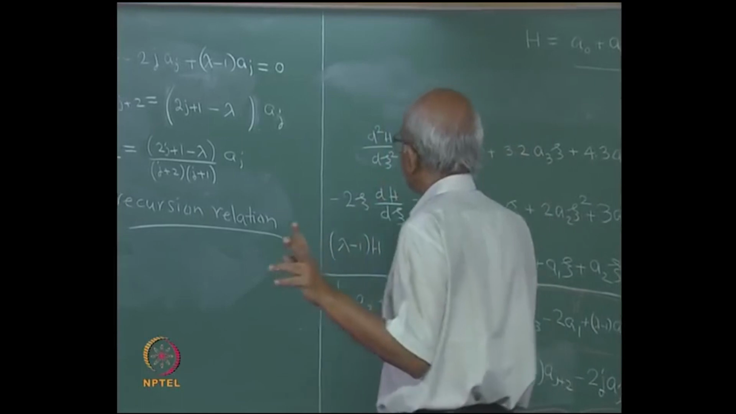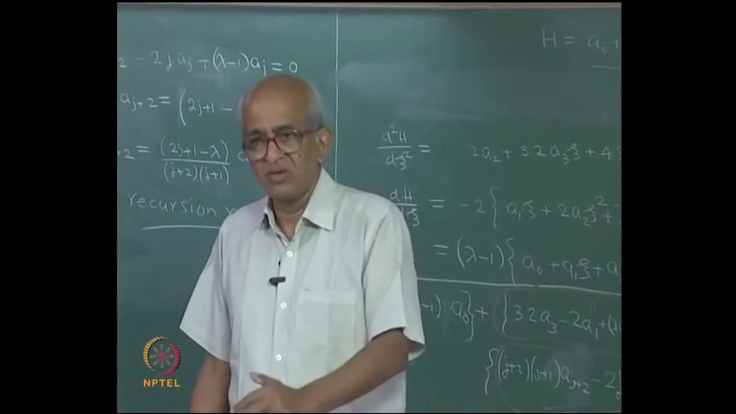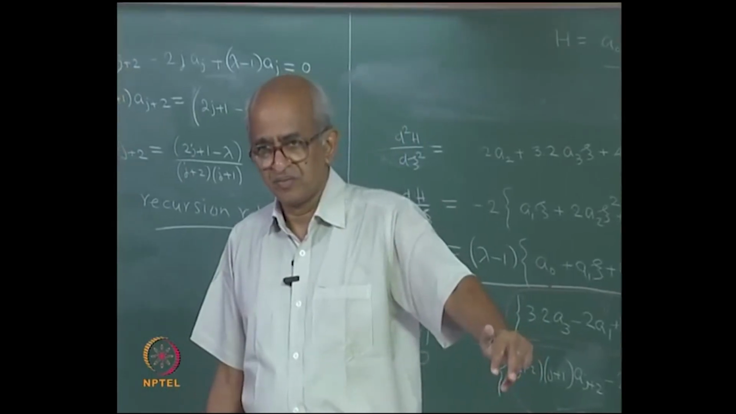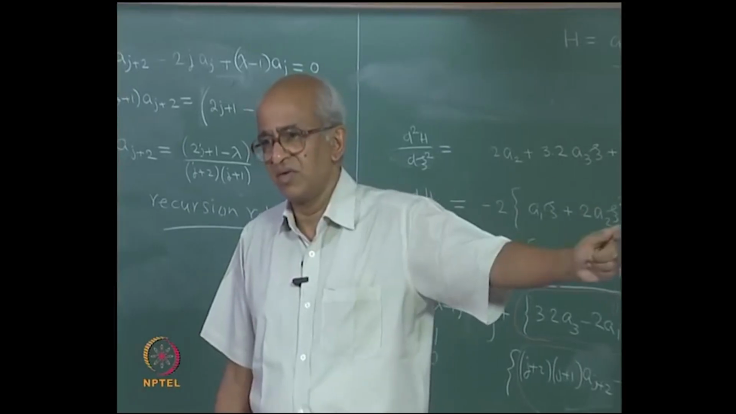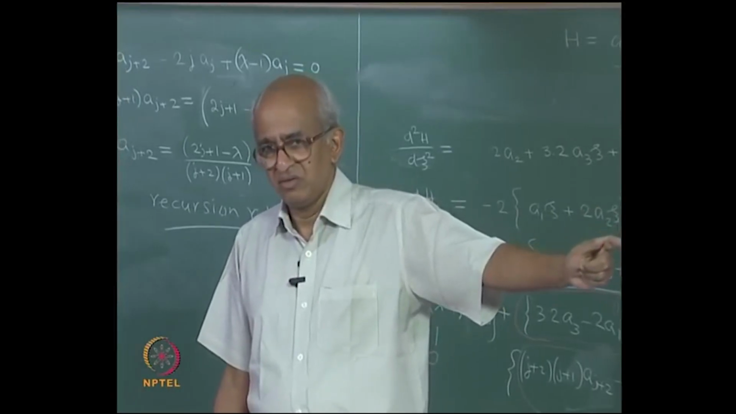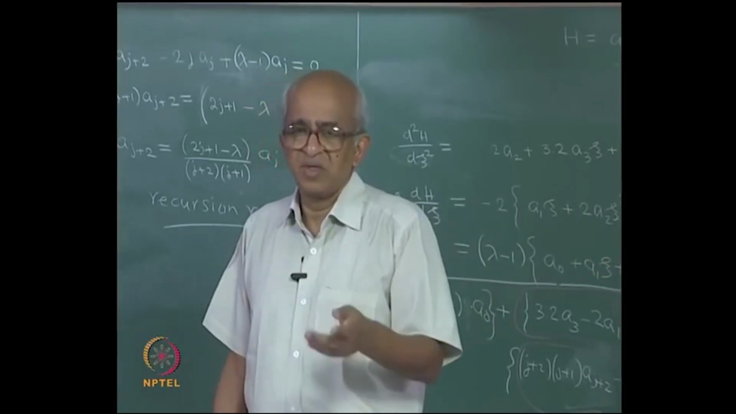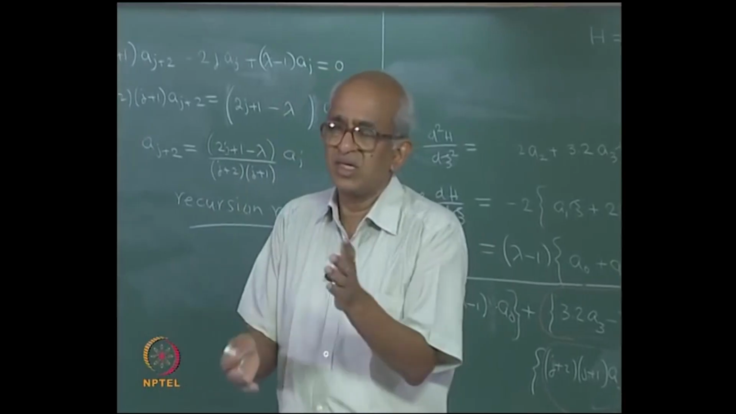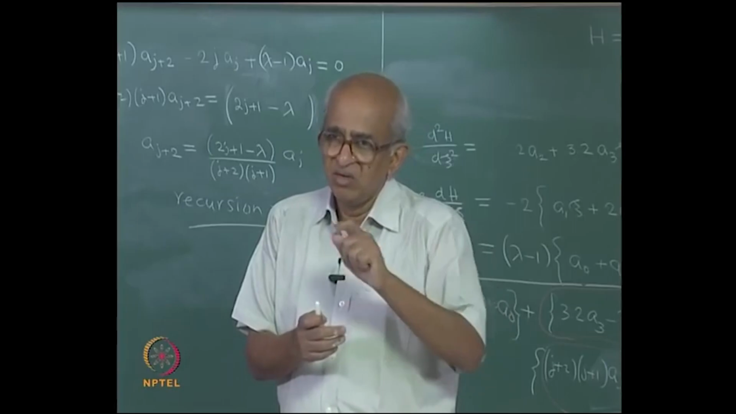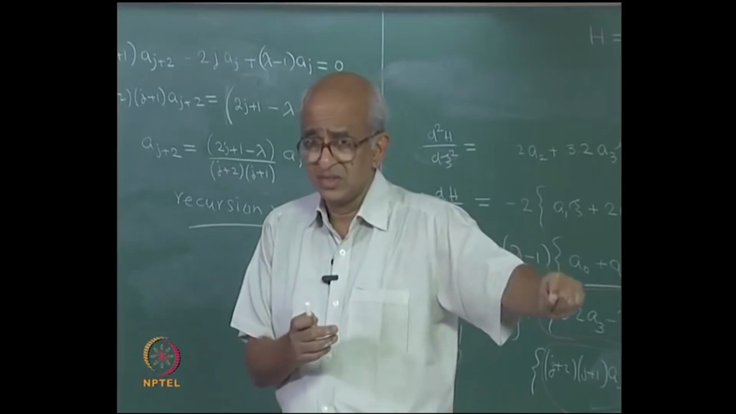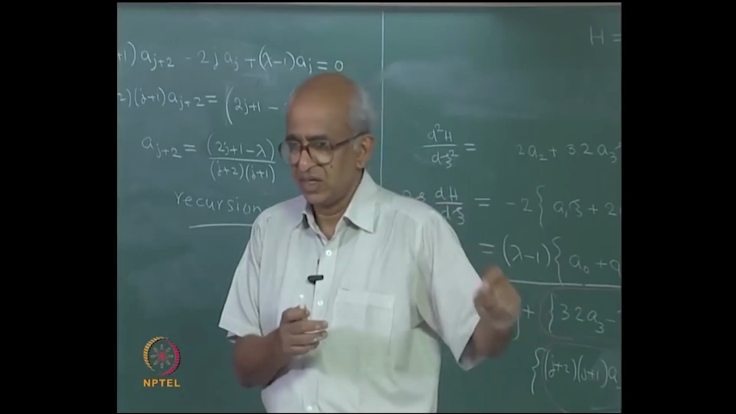What are the two possibilities? I can put a0 non-zero and a1 equal to 0, right. If I put a0 non-zero, then what will happen? a2, a4, etc. will all be non-zero, and I will get the even solution. Or I have the possibility of putting a0 equal to 0, then a1 is non-zero, and what will happen? I will get the odd series, and that means I will get the antisymmetric functions, correct.